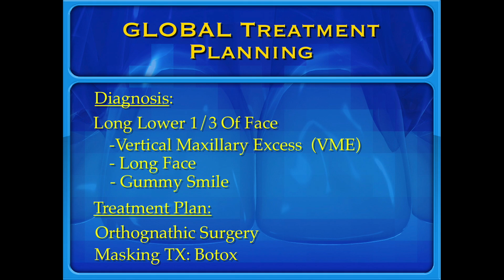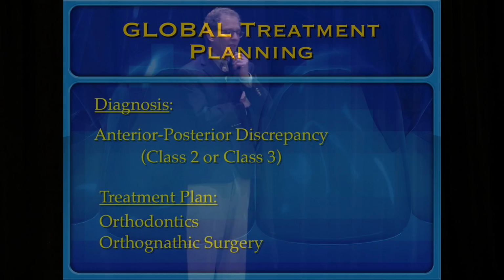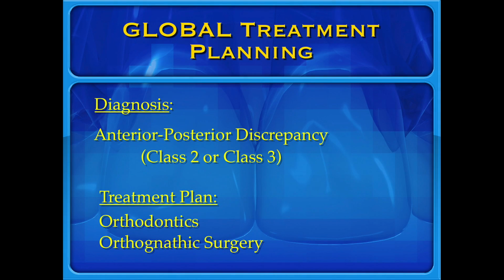However, the lower third can be shorter than the middle third. And in those patients, it's vertical maxillary deficiency. And the treatment for that patient is orthodontic surgery. And then, of course, the final discrepancy is the AP discrepancy. And that's a patient with a Class 2 or Class 3 malocclusion. And again, the treatment for these patients is either orthodontic surgery or orthodontics. This is the skeletal component in the global diagnosis system.